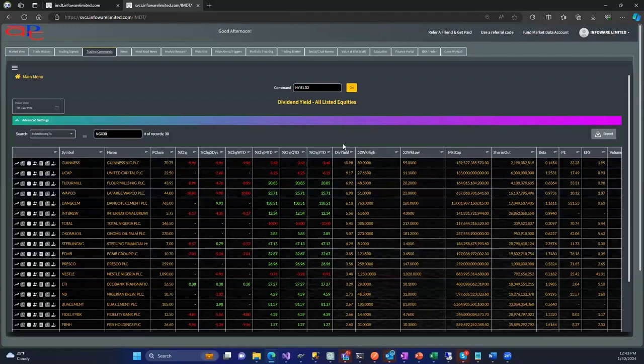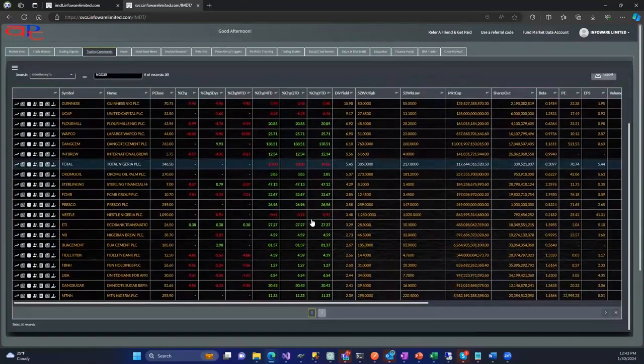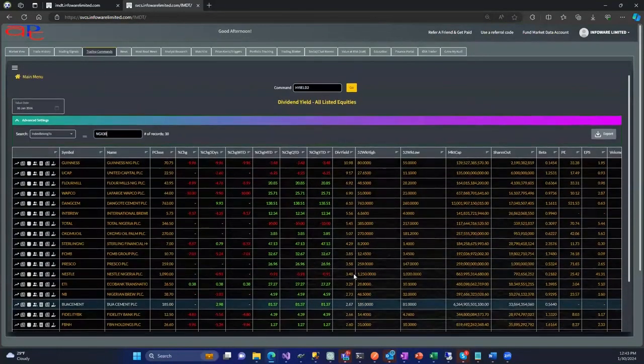Immediately, you can tell which stocks have a high dividend yield as of today, right now. You can see exactly their performance. Their current today is minus 9%. Their last 5 days, the week to date, the month to date, the quarter to date. So if you want something that's yielding very high, that's doing very high returns and yet providing good dividends, you can see all of them right here.